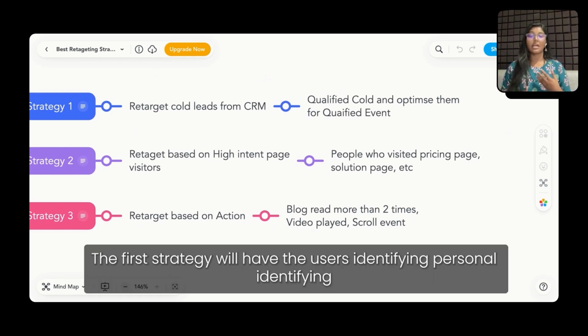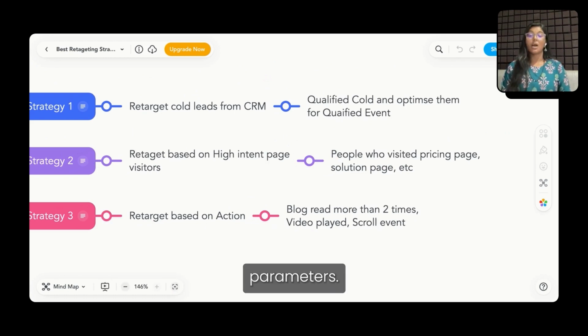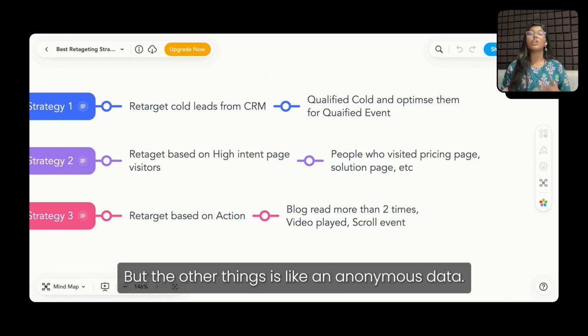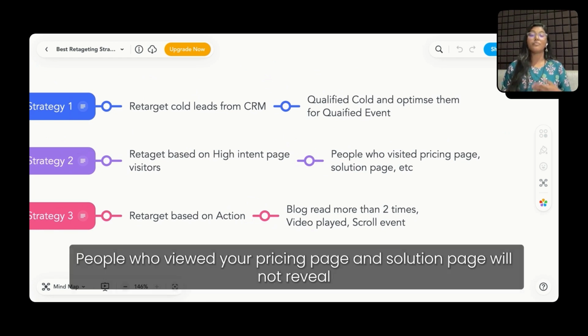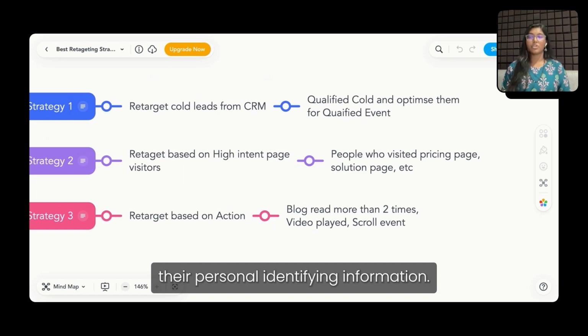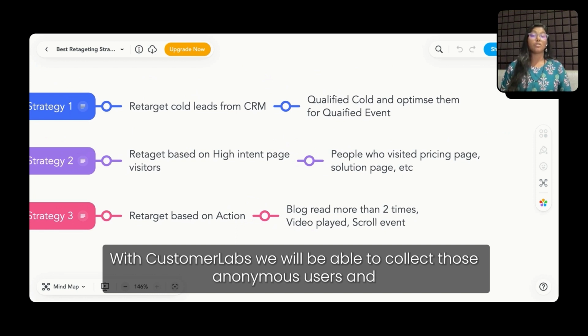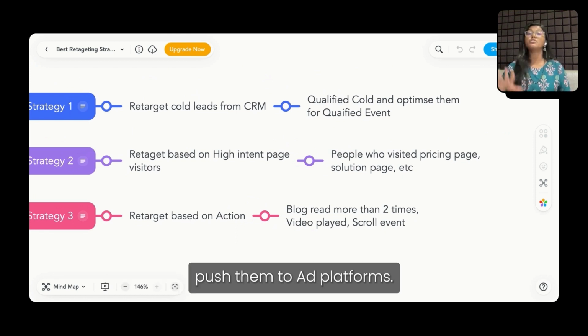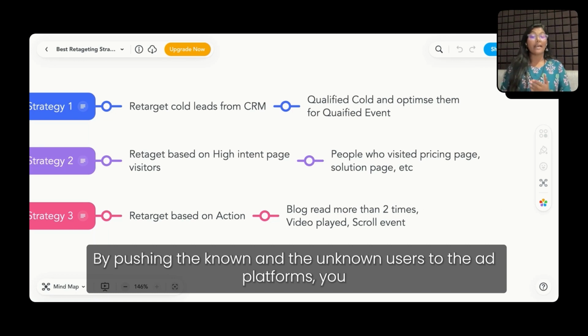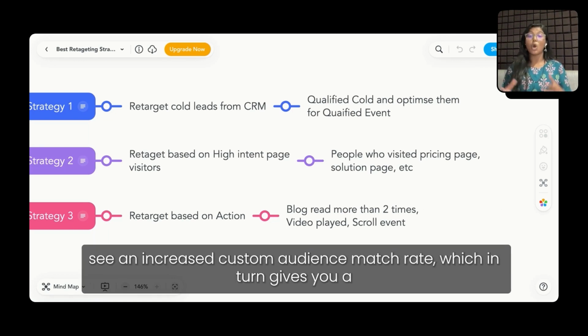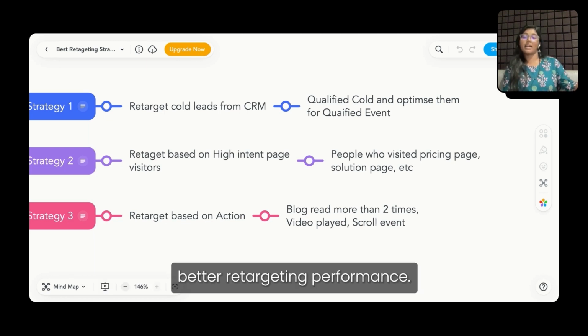Now, what happens when you create all these segments with CustomerLabs? The first strategy will have the users' personal identifying parameters. But the other ones are anonymous data. People who viewed your pricing page and solution page will not reveal their personal identifying information such as email or phone number. So in that case, they stay anonymous. With CustomerLabs, we will be able to collect those anonymous users and push them to ad platforms. By pushing the known and the unknown users to the ad platforms, you see an increased custom audience match rate, which in turn gives you a better retargeting performance.